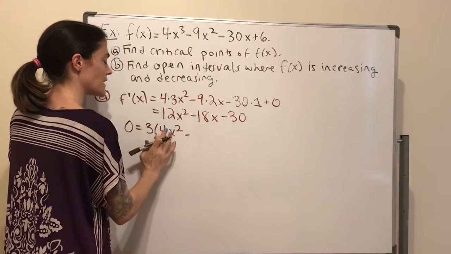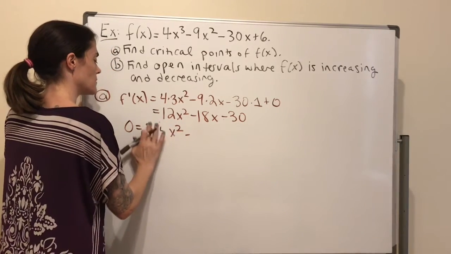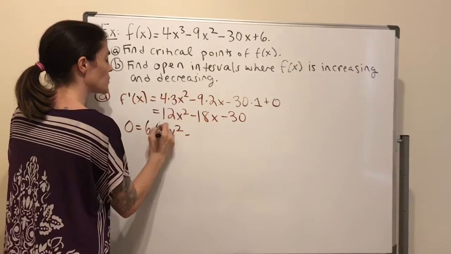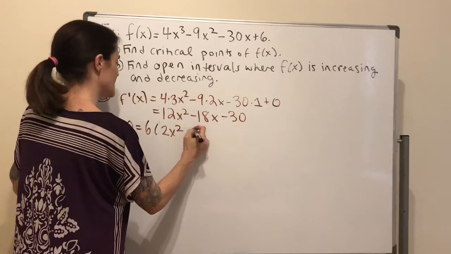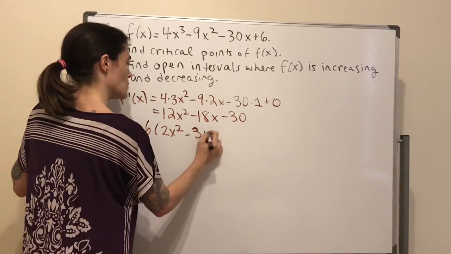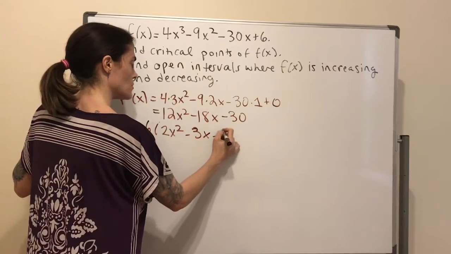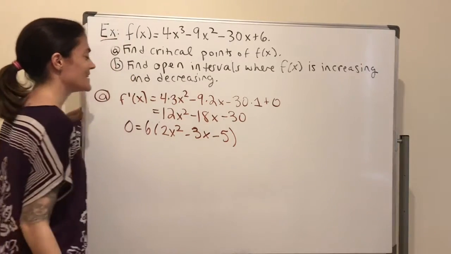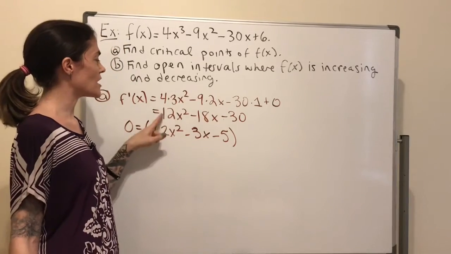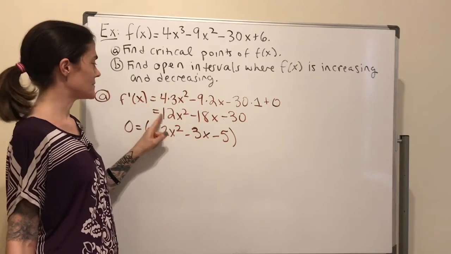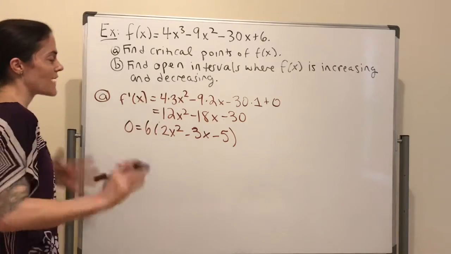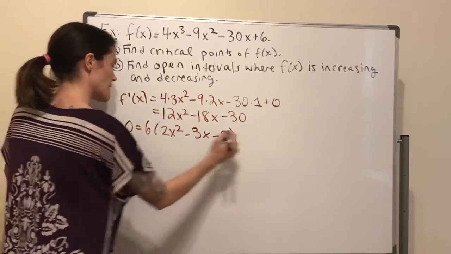Oh, no, I can factor out a 6. Okay, factor out as much as possible. It will help you. At least this is my strategy. Because here I'm going to factor this. Now, you could use the quadratic formula on this quadratic, but I tend to factor things if I can.